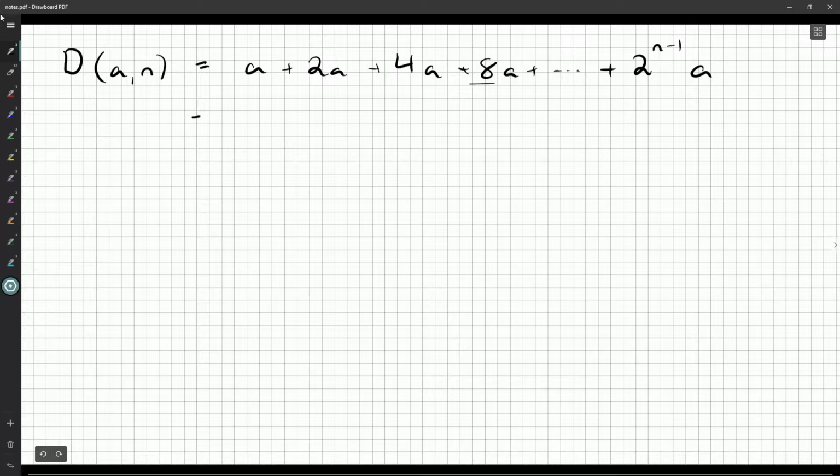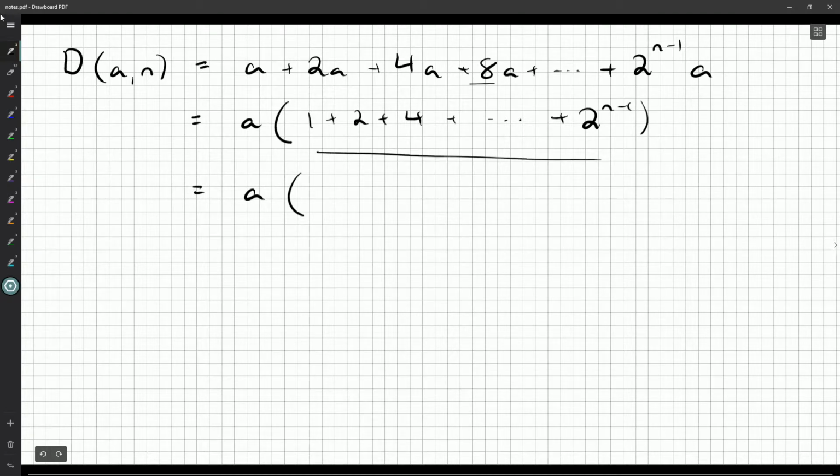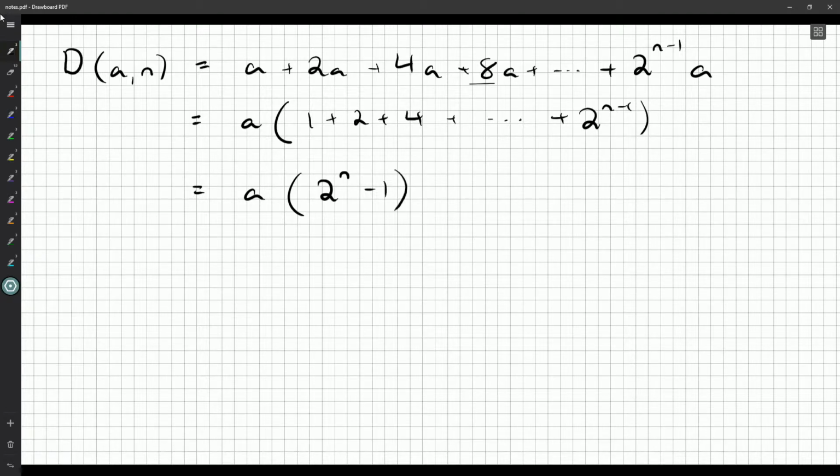You can take out a factor of a here. You get 1 plus 2 plus 4, all the way up to 2 to the n minus 1. And if you haven't seen this before, if you add up your powers of 2, there's a very quick way to work this out. You can view this as a geometric series if you want, and that's one way to do it, but it's a fairly common result: you just go to the next power of 2 and subtract 1, and that's the sum of all the previous powers of 2.